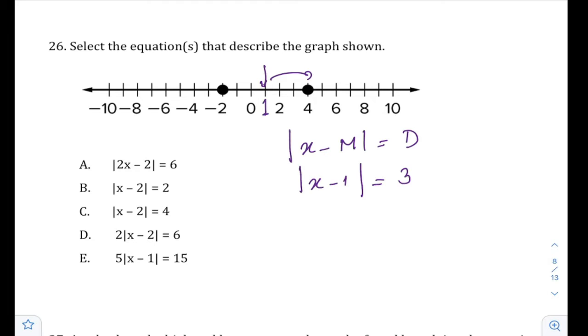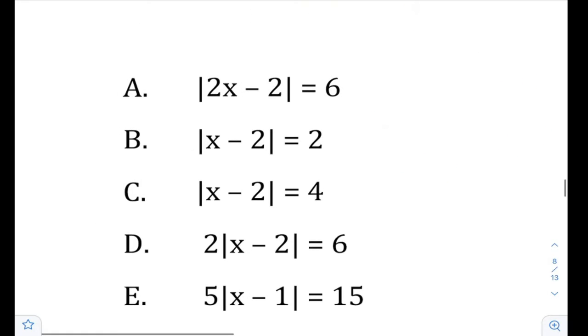Yes. None of them is written in this way. So we will see which one is equivalent to this absolute value. Let's check the first one. As you see here, there is a common factor inside the bracket. So I will take the 2 as a common factor, and what remains?